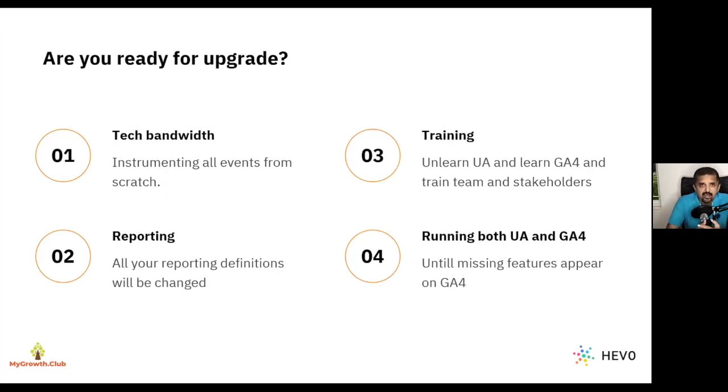And because, as I have mentioned, there are a few features which are missing from Google Analytics 4, it's important that you may have to run Universal Analytics and GA4 parallelly for a few months before you can switch over completely, which again means that you need more bandwidth to analyze data in both systems.